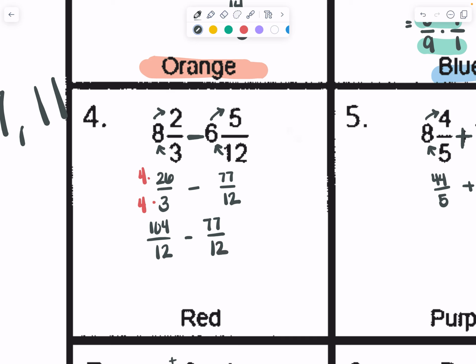And then 104 minus 77 is going to give me 27 over 12. And I want to write this as a mixed number, 2 1/4. So either of those answers would be correct. Truly on the Praxis, you would just have to pay attention to the multiple choice options to see what it's looking for. 27 over 12 or 2 1/4.